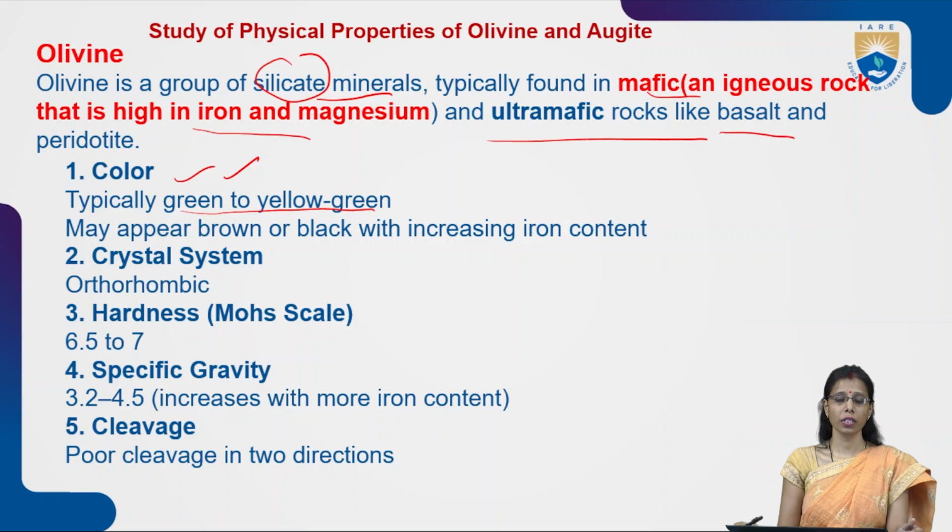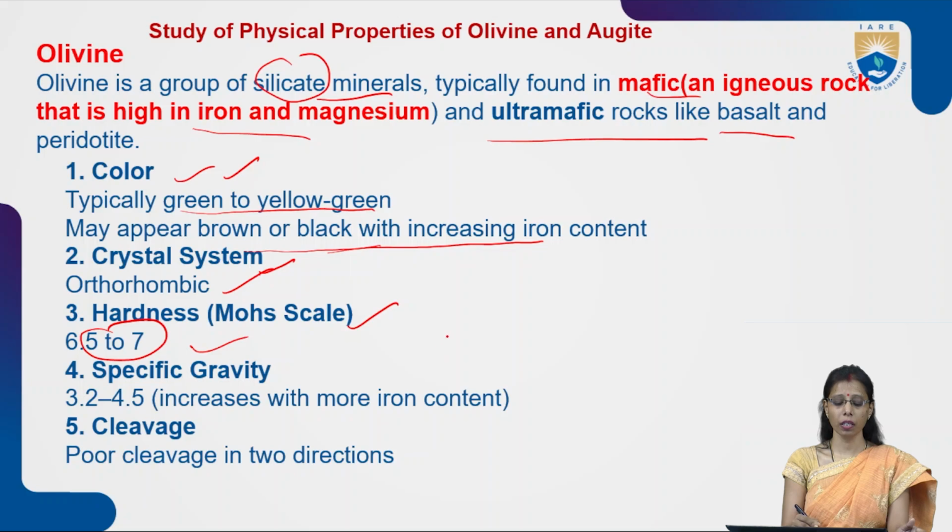What are mafic rocks? Those are the magnesium and iron content igneous rocks. It may appear brown or black with increasing iron content, and if it is ultramafic, it has more iron content. If you talk about the crystal system, it has an orthorhombic crystal system, and for hardness, on the Mohs scale the hardness will be 5 to 7. So 5 to 7 is much harder compared to other kinds of minerals.